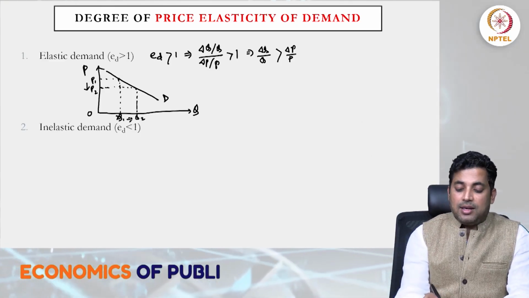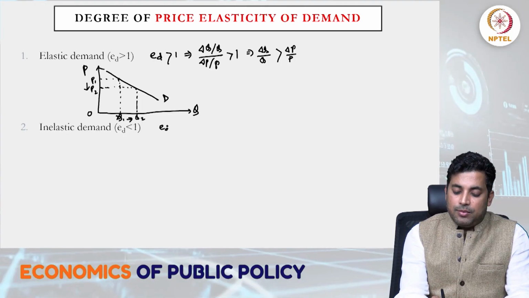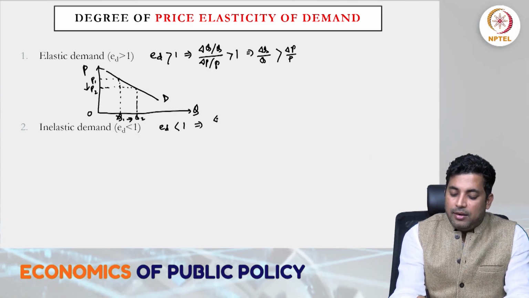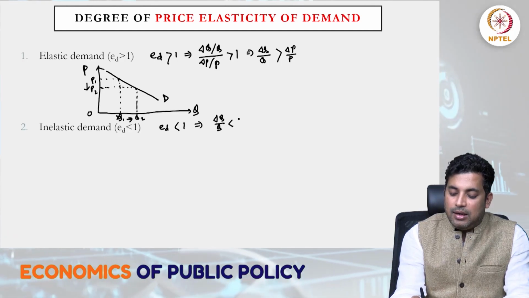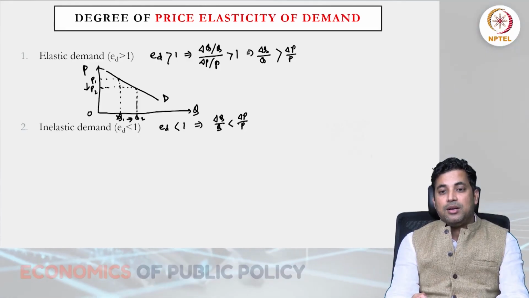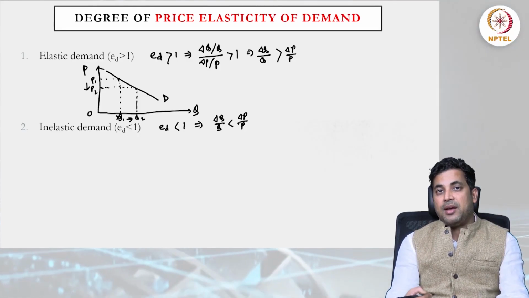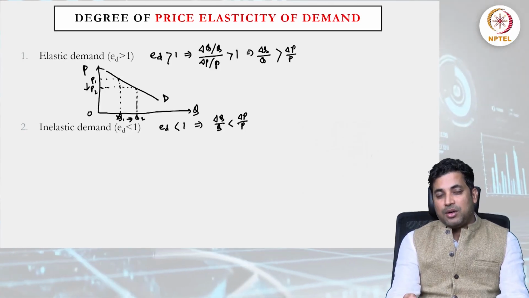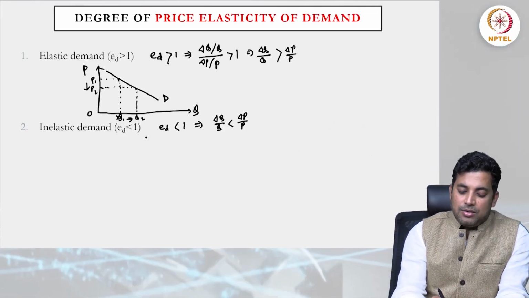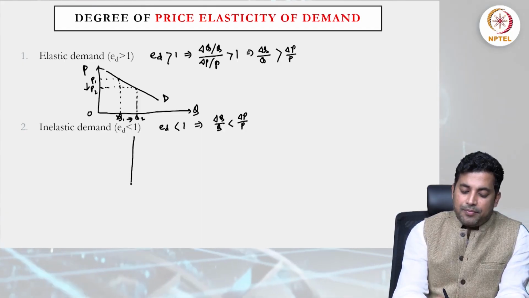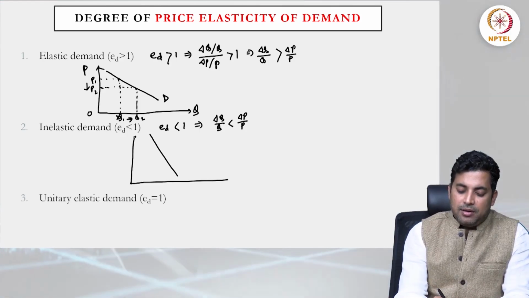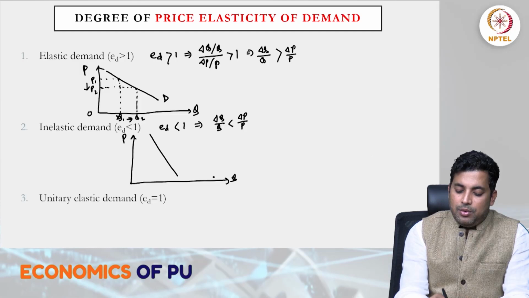So in case of inelastic, likewise, when ED is less than 1, which means delta Q by Q is less than delta P by P, right? It means the rate at which price is changing, the response in the quantity demanded will be much lesser as compared to the price changes. So in this particular case it will be steeper, like P and Q here.